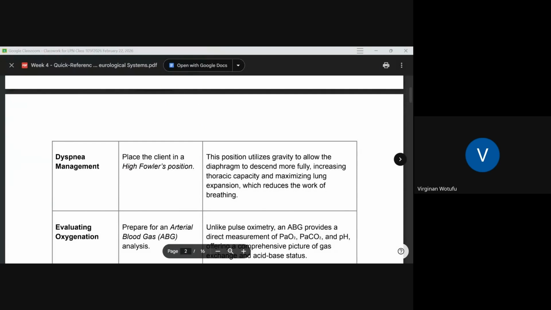So like I was saying, the chest tube placement is meant to establish the negative pressure back in the pleural space.